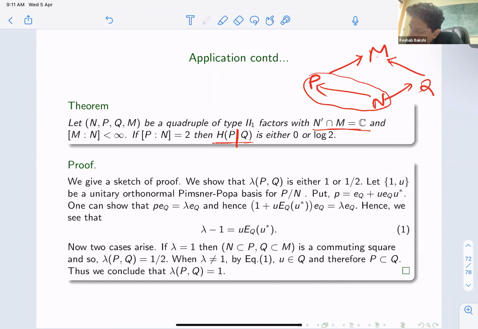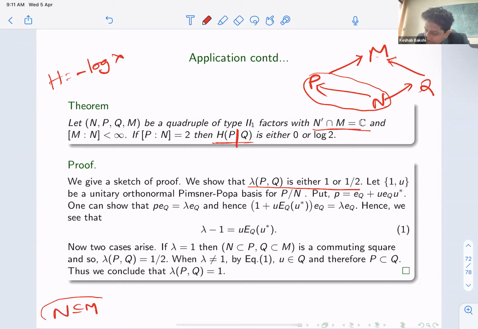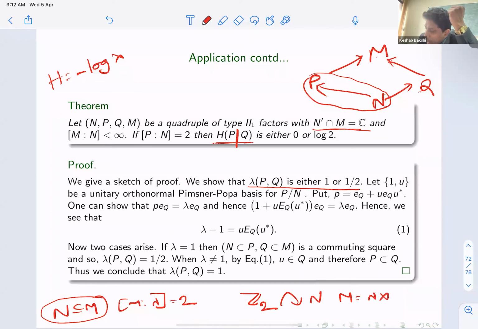First, we'll use that H equals minus log lambda that I talked about before. So to prove that H is either 0 or log 2, I'll just prove that lambda PQ is either 1 or half. So one nice thing in Jones's index for subfactors paper, if you go through the paper, you will see that the main thing he was motivated by was to define index. What will happen if index is 2? And the beautiful thing is there is a Goldman type result there. I mean Goldman's result, which Jones wrote beautifully, that if index is 2, then Z2 acts on N, and M is nothing but N cross Z2.